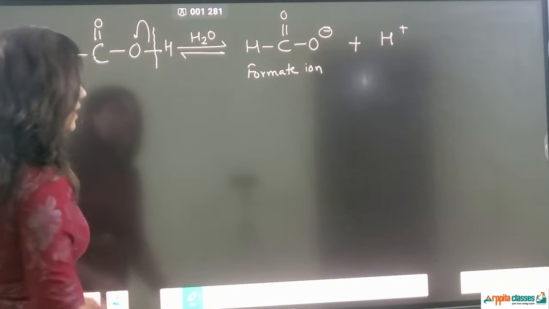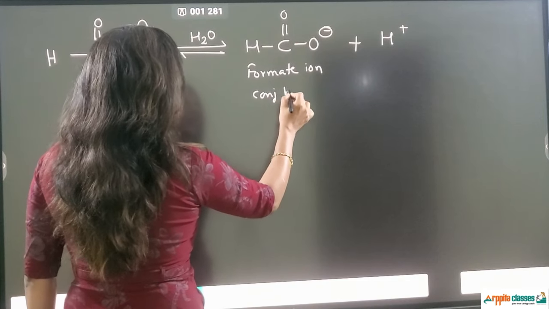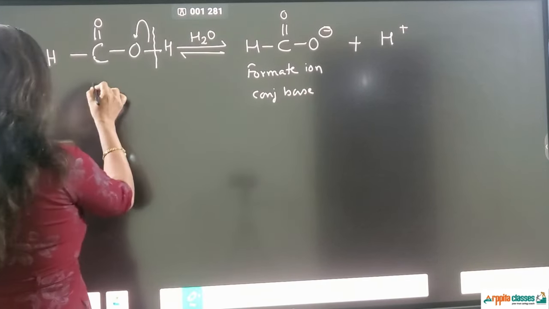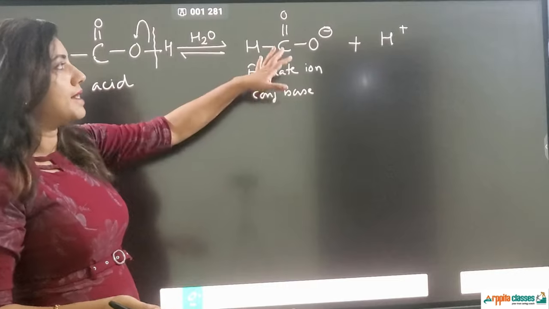Okay, now this is a formate ion, which is a conjugate base over here. This is the conjugate base, and this is the acid. So we need to see if any factor is there which is stabilizing this base.